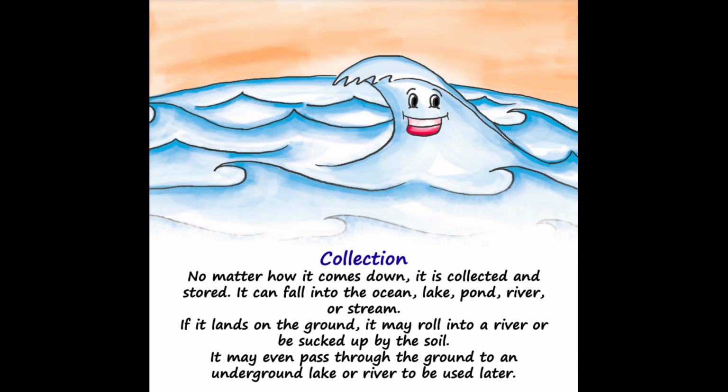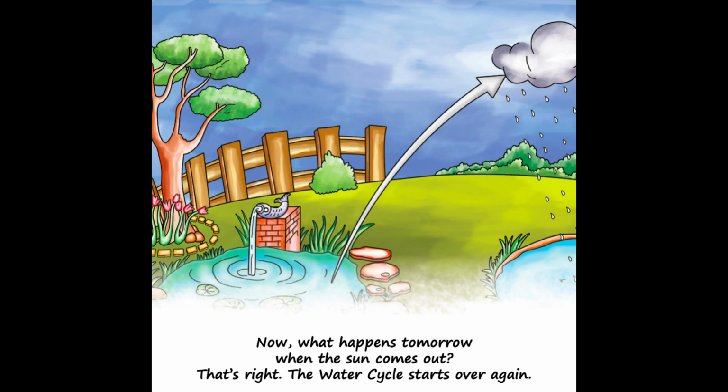Collection. No matter how it comes down, it is collected and stored. It can fall into the ocean, lake, pond, river, or stream. If it lands on the ground, it may roll into a river or be sucked up by the soil. It may even pass through the ground to an underground lake or river to be used later. Now, what happens tomorrow when the sun comes up? That's right, the water cycle starts all over again.